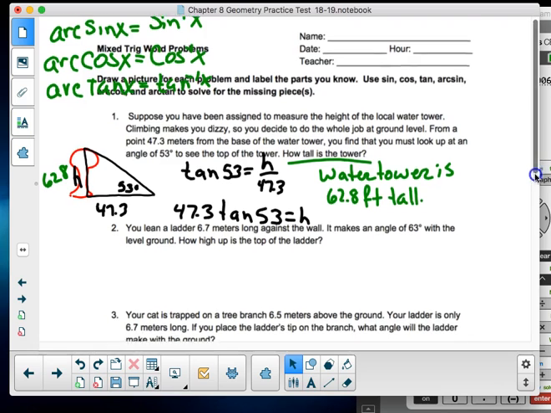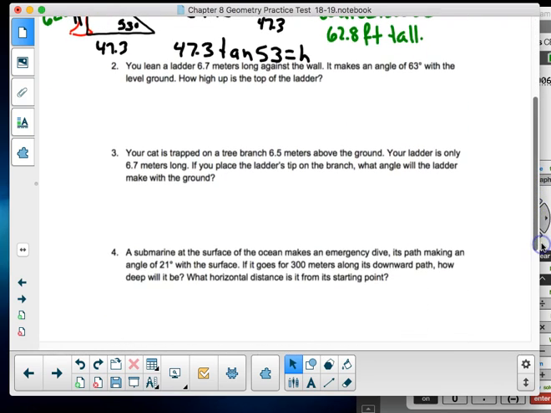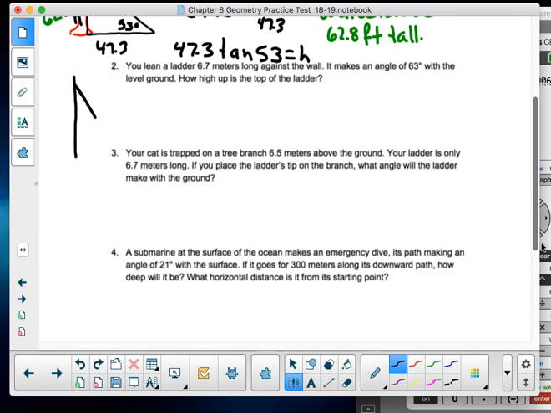Now, in problem 2 here, you lean a ladder 6.7 meters long against the wall. It makes an angle of 63 degrees with the level ground. So this is my wall, this is my ladder. Ladders are always the hypotenuse. The ladder is 6.7 meters long. It makes an angle of 63 degrees with the ground. Okay, how high up is the top of the ladder? So we want to find out h, my height there.